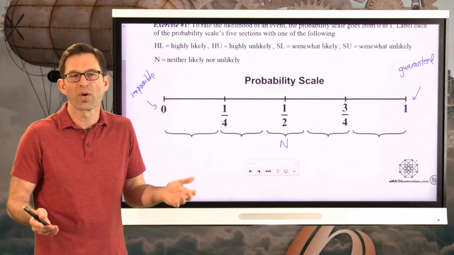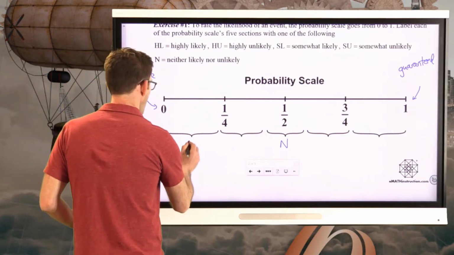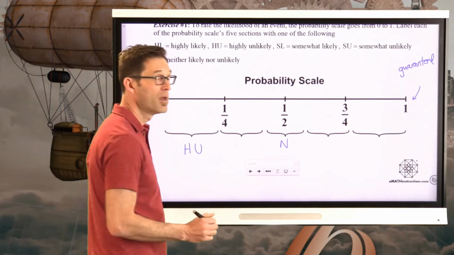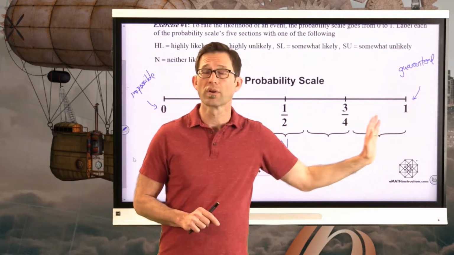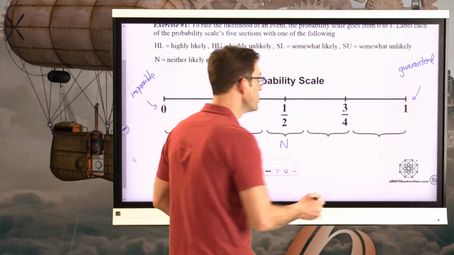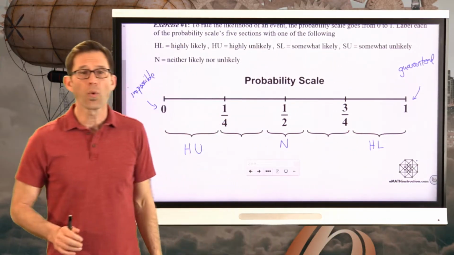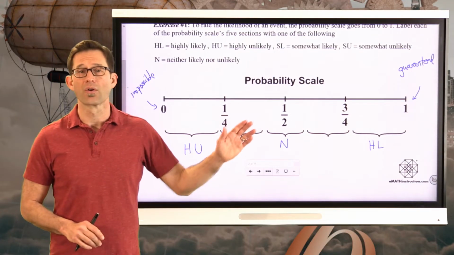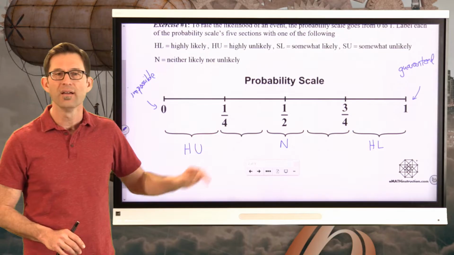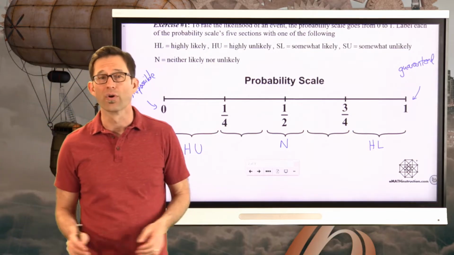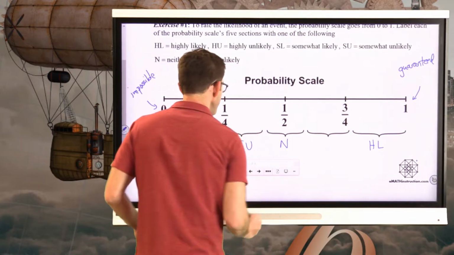How close to 1/4? It's more of a feel. So down here we're talking about highly unlikely. And on the other end of the scale up here, probabilities that are getting very close to 1, those, I would say, are highly likely. But of course, you also get probabilities that are less than 1/2, but not highly unlikely, like a probability of 1/3. That would be somewhat unlikely.